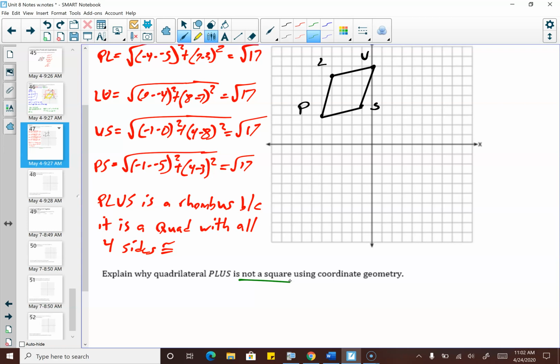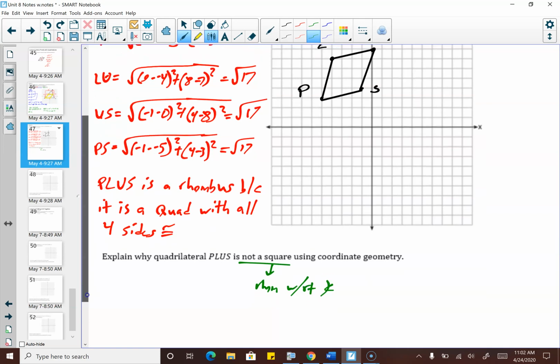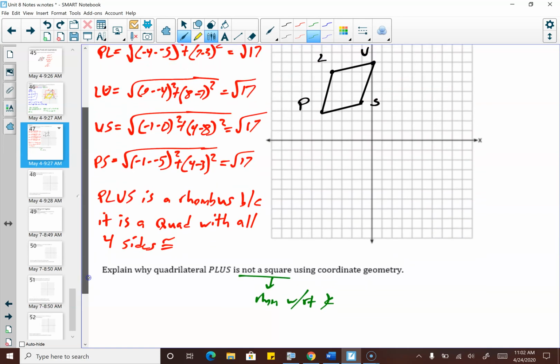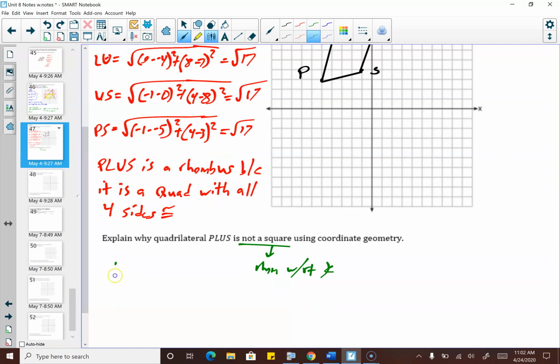All right, so now what's the difference between a rhombus and a square? Well, a square is basically a rhombus with right angles. Well, how do you prove that you have right angles? You've got to do your slopes. So I'm going to pick two sides that are next to each other here. I'm going to do the slope of PL and PS.